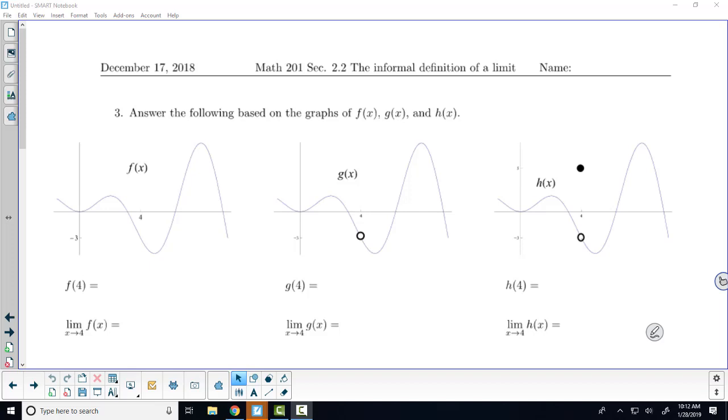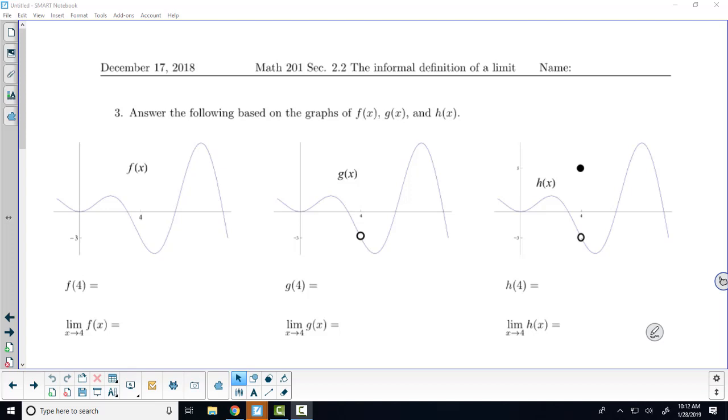As x approaches some fixed domain value, call it a, the y values, the corresponding range values, are approaching some fixed y value, then we abbreviate this with this notation: the limit as x approaches a of f of x is equal to L. And we looked at one example last time. Okay, we're going to do a whole bunch more now.